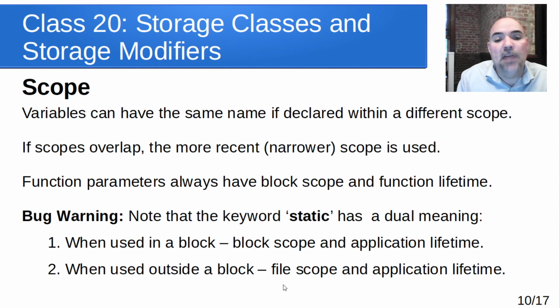Okay, so when it's used outside of a block, it'll have file scope and application lifetime. So in other words, static has 2 different meanings depending on the context of where it's used. If it's used inside of a function, it just changes the lifetime of the variable. If it's used on a global variable or outside of a block, then it changes the scope of that to being file scope rather than application scope or global scope.